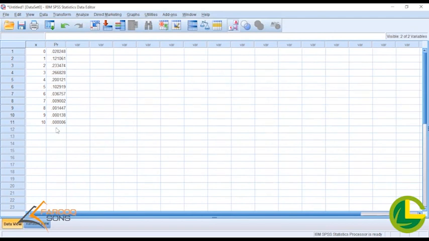Up to here, I explained what the PDF is. This is the probability of each value. The probability of 10 is this, the probability of 9 is this, the probability of 8 is this. Individual probabilities are given there.